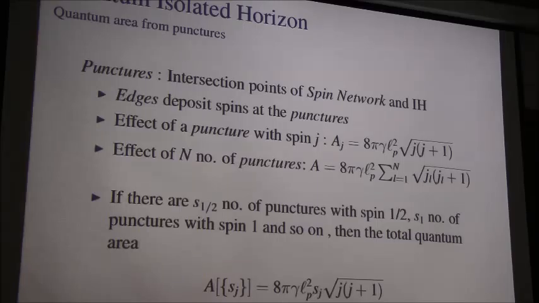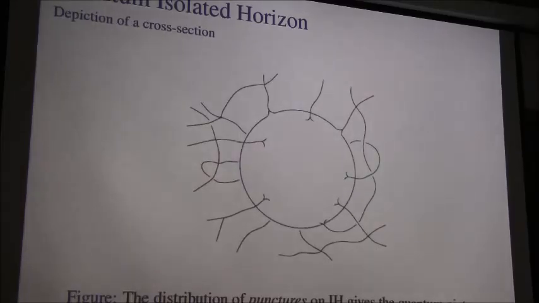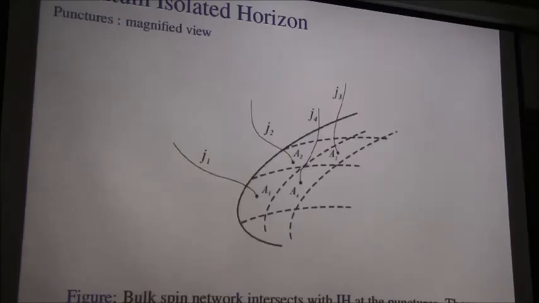Now, if we talk in a different language, in terms of configurations, suppose we consider a set of spins where there are S_1/2 number of spin halves and S_1 number of spin 1, etc. So the total quantum area is then given by this formula. This is the language which I am going to use in my talk. This is again the intuitive picture of the quantum isolated horizon cross section which I just showed here, and this is a very magnified view of how the quantum area is generated by this network.